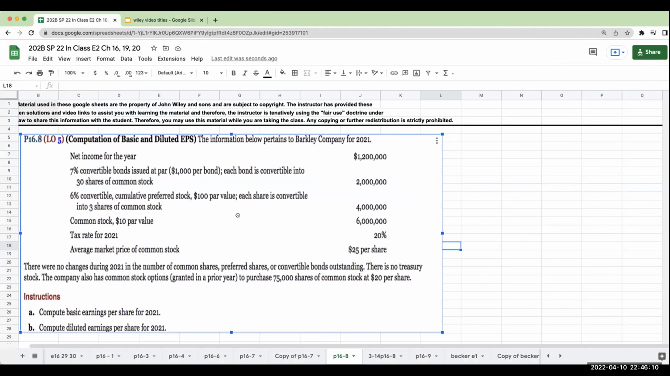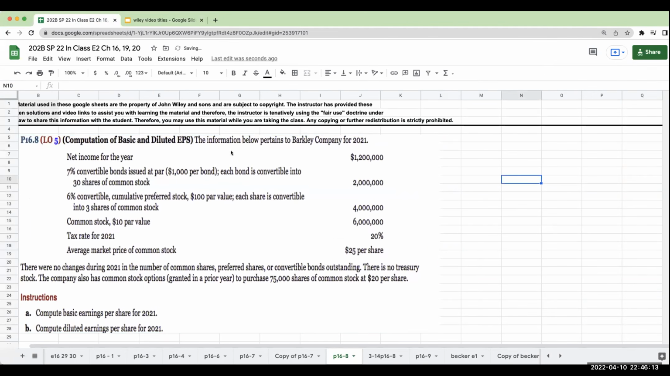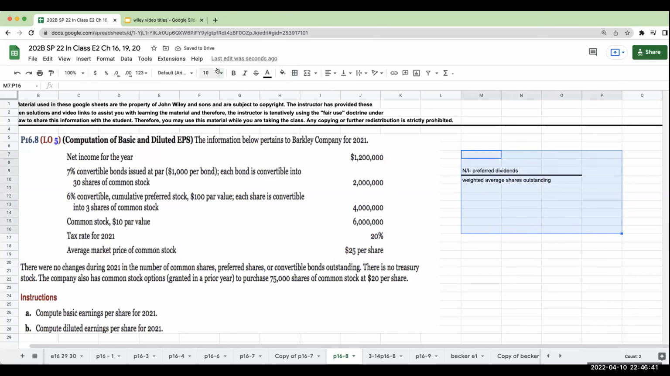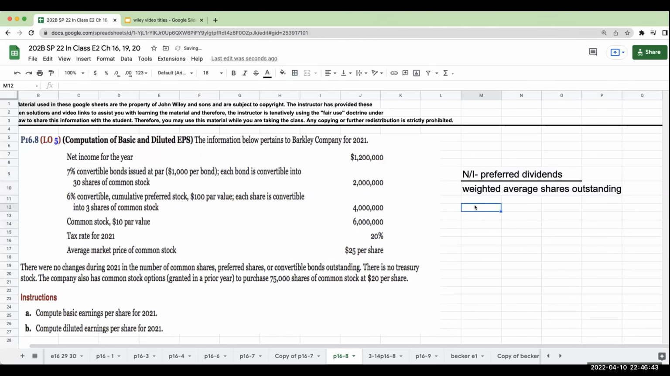Okay, so we're right now over here at problem 16.8. The first thing we're being asked to do is to compute basic earnings per share. And just as a reminder, our basic earnings per share is going to be our net income minus our preferred dividends divided by our weighted average shares outstanding. All right, our net income is 1.2 million.